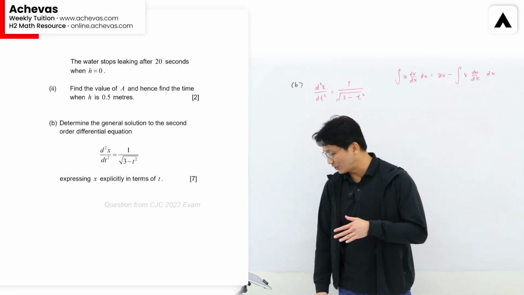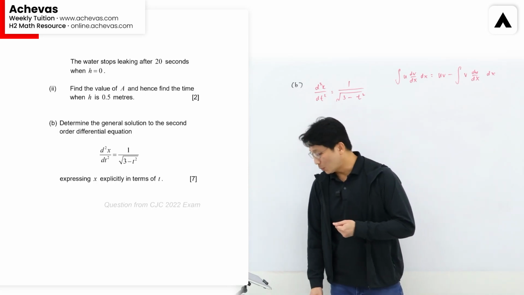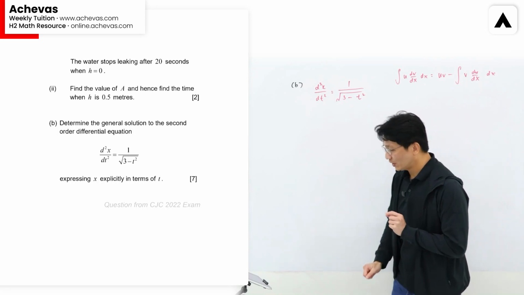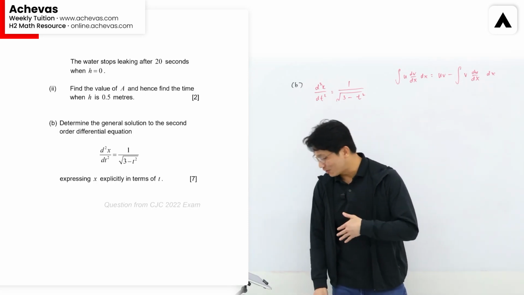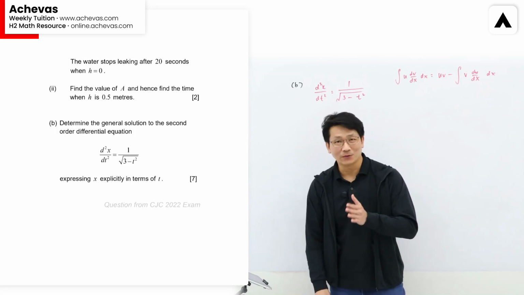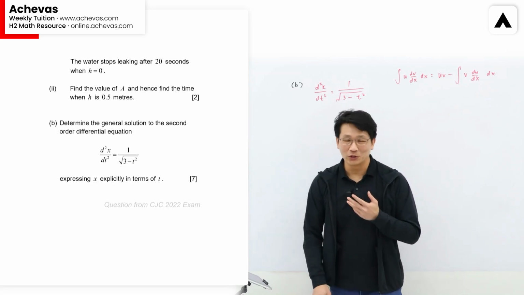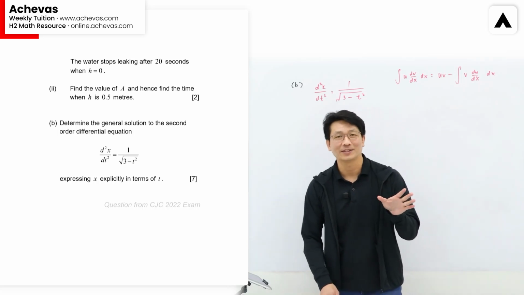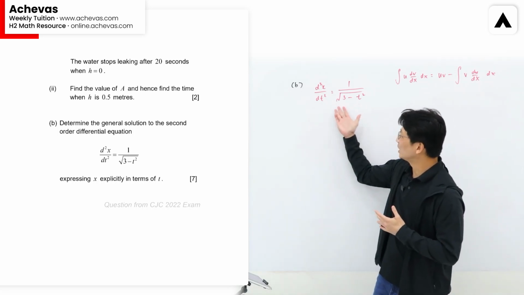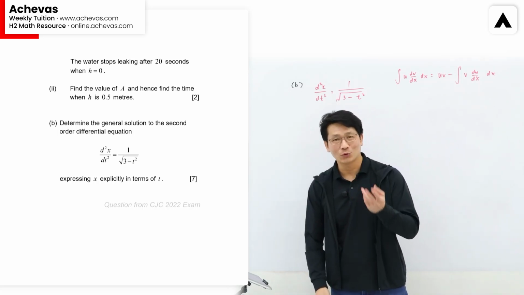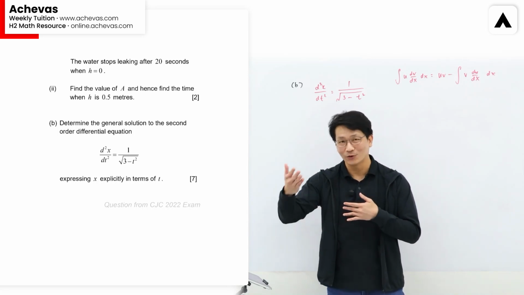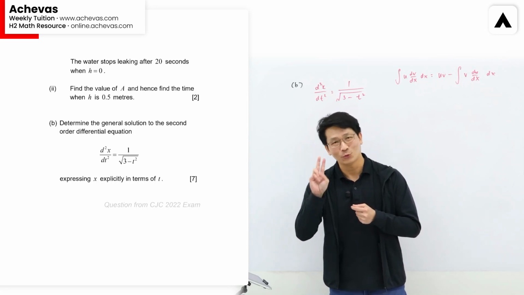For part B, it's not actually linked to the previous part, so we are going to do this question independently. So we have this second order differential equation, and the question asks us to determine the general solution of this and to express our final answer to be x in terms of t. So for second order differential equation, we are not expected to use any weird kind of techniques. All we need to do is just to integrate this twice. For this case, since the variable is t, we are going to integrate this with respect to time twice. And we will expect to have two arbitrary constants because integrate once we have one unknown, integrate twice we will expect to have two unknowns.